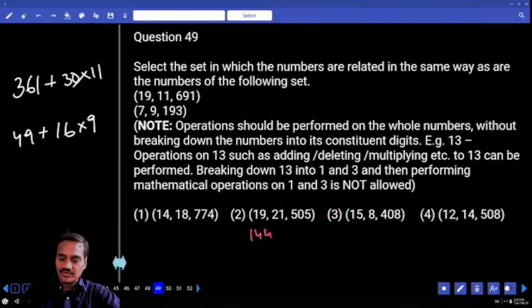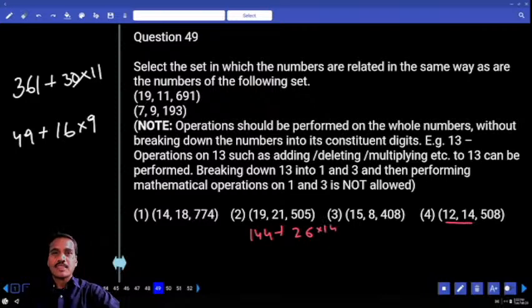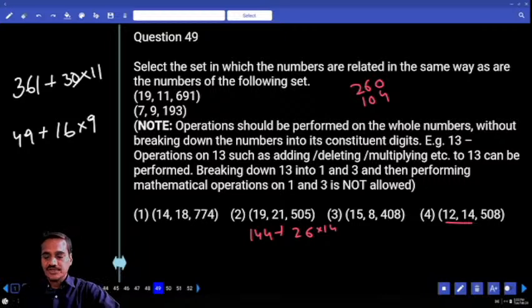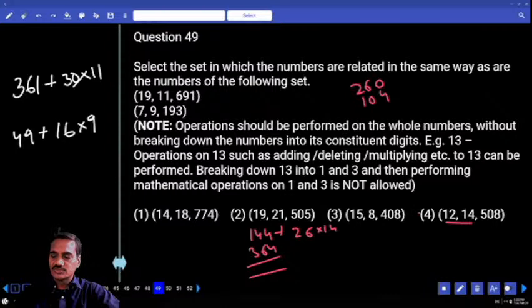That is 144 plus 12 plus 14, that is 26. Now 26 into 14. 26 into 10 is 260. And 26 into 4 is 104, 26 and 52, 52, 104. And 260 plus 104 is 364. Now 364 plus this one, 508 is the answer choice.